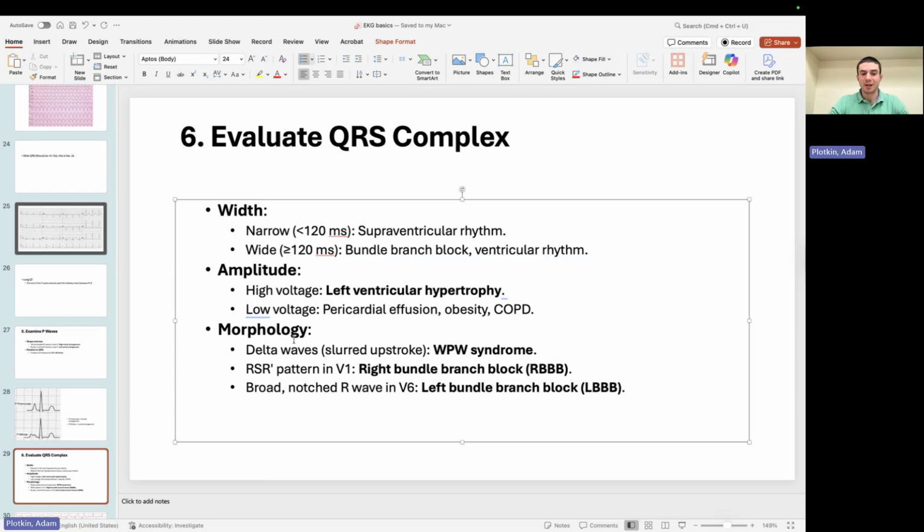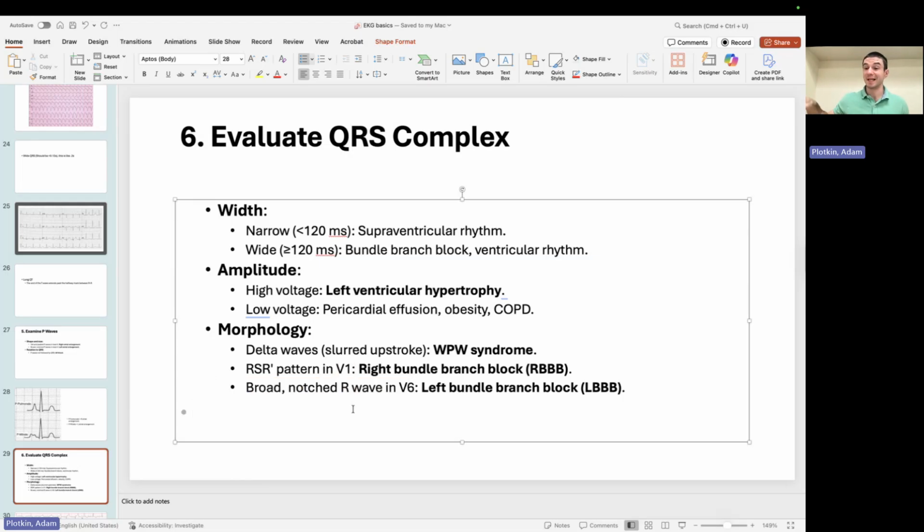And then morphology, right? Certain delta waves, I'll show you a picture of those. Your RSR prime pattern in V1 could be a right bundle branch block, and then the broad notch R wave in V6 could be a left bundle branch block. Again, I don't want to go into the bundle branch blocks as much, but your V6 picks up the left side of my heart. The V1 picks up the right side of my heart.